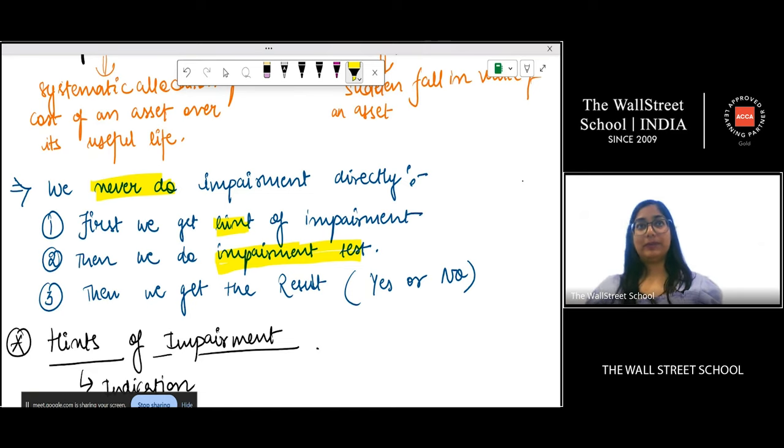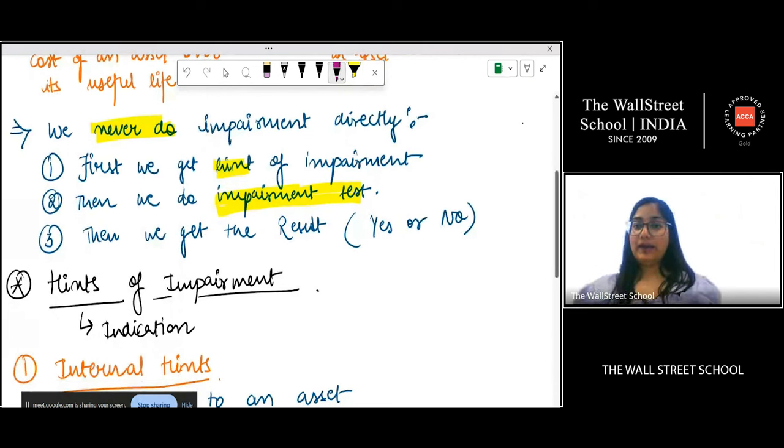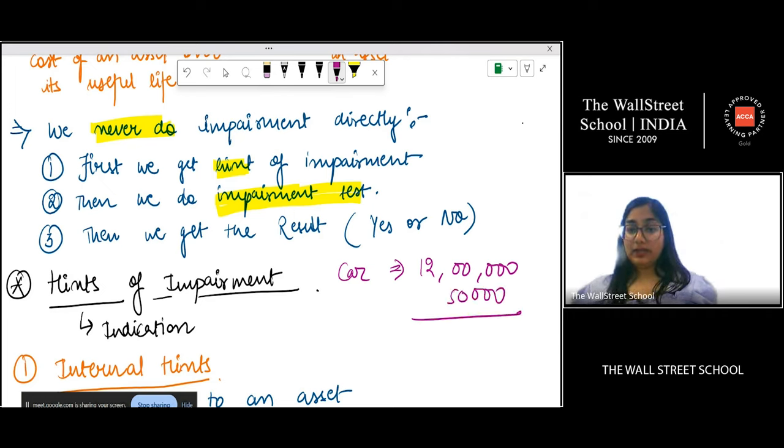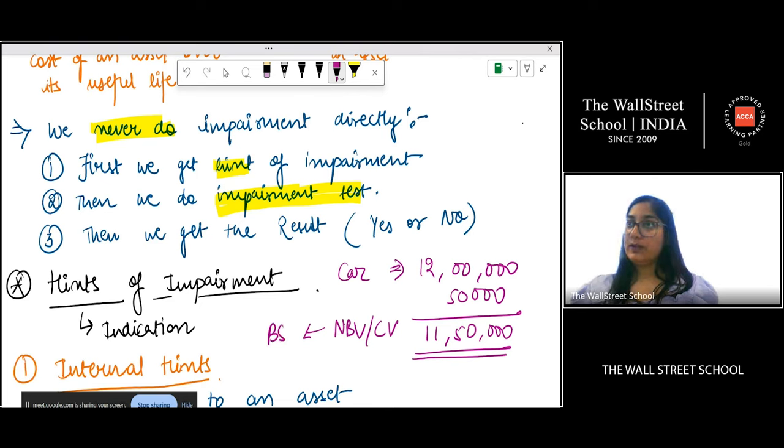Now, impairment means this. Let's take an example: in my books I have recorded an asset, let's say we are talking about a car. After depreciation and everything, when I purchased my car it was for 12 lakh. During the year, let's say I charged depreciation of 50,000. That means the net book value or carrying value of my asset is 11,50,000, right? This is going to appear in my balance sheet, SOFP, and the 50,000 depreciation is going to be charged in my profit and loss, SOPL.